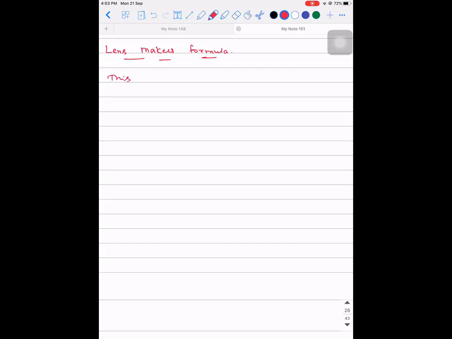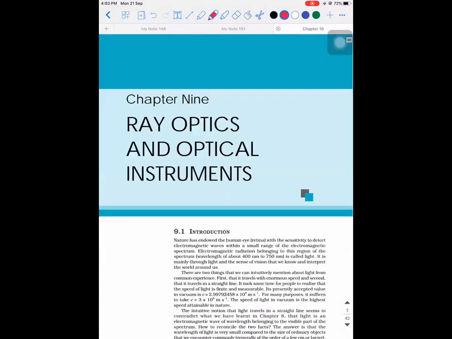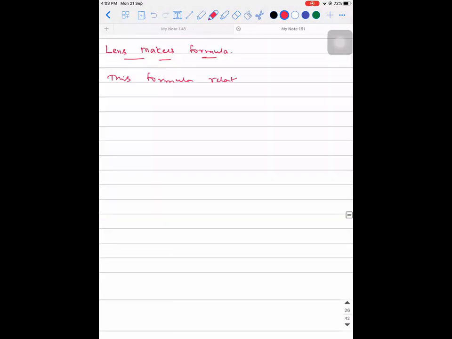Write it down. This formula relates the focal length of a lens to the refractive index of the lens material and the radii of curvature of its two surfaces.